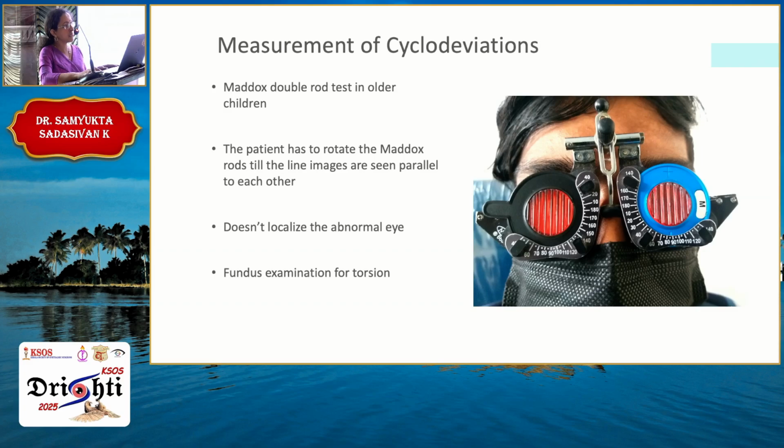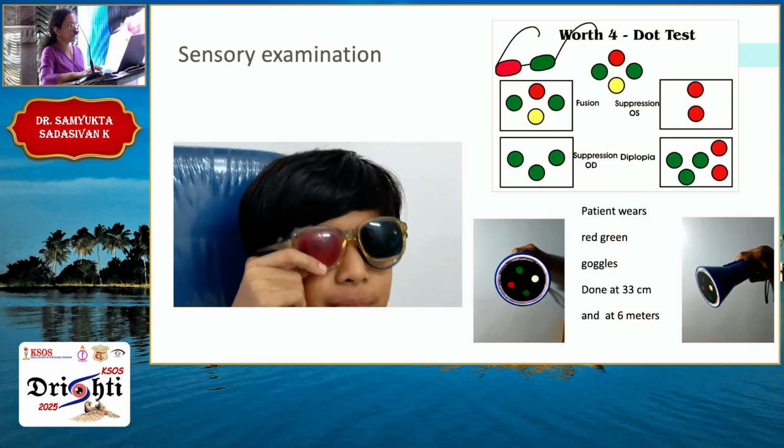If there is no cyclodeviation, both the line images will be parallel to each other. Suppose there is an oblique dysfunction, one image will be tilted with regard to the other, and the patient has to rotate the Maddox rod until the line images come to lie parallel to each other. Disadvantage is that it does not localize the abnormal eye, and you have to club it with a fundus examination for correct assessment of torsion.